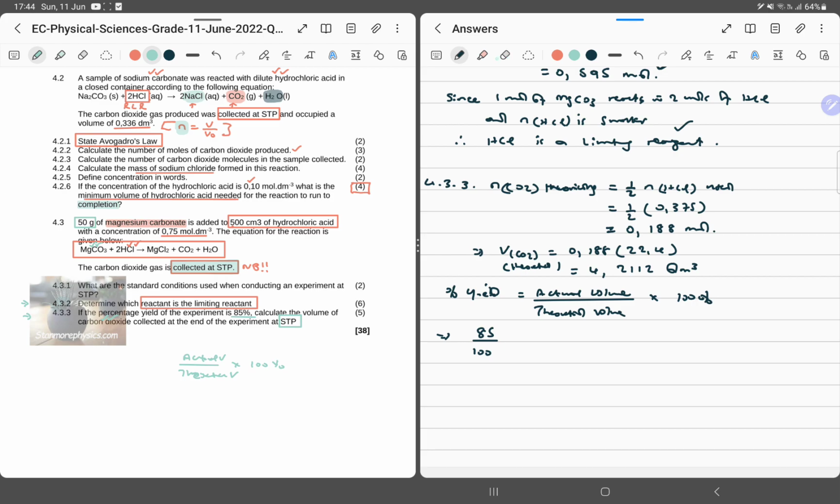Yeah, let's forget about the multiplication by 100. Okay, now I'm becoming a bit sloppy, folks. So this is just 85% equals the actual yield, which is what we want to know, over the theoretical volume. We got 4.2112 multiplied by 100%. So technically we divide both sides by 100, so we're going to have 85 over 100. The percentage is dropped. This is now going to be the actual volume.